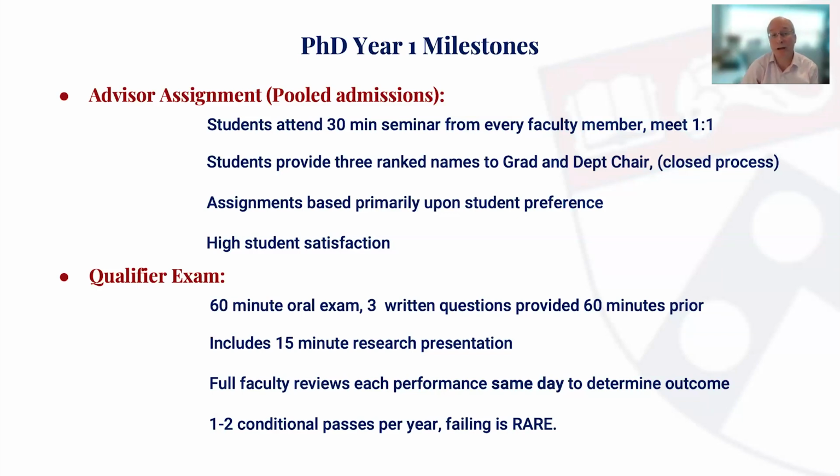And the way we work it is that the students all attend a 30-minute seminar from every faculty member taking students, and then they schedule one-on-one meetings with the faculty that they're interested in after that. And then usually in mid-October to late October, I ask students to give me 3 ranked names, okay, of who they would like to work for.